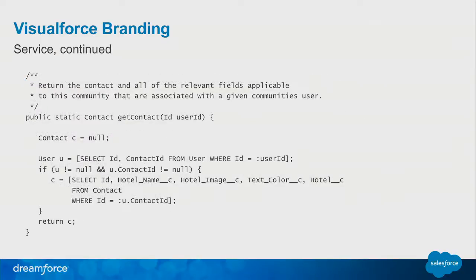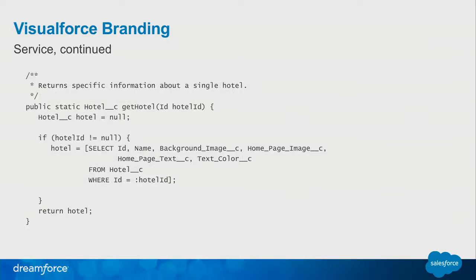We have a get contact, which will take that user ID and then do a SOQL query to look up the contact out of the database, and it's just going to return it. It's pretty straightforward. There's nothing terribly challenging with any of this Apex code you see here. Get hotel does basically the same thing. It gets a hotel ID, and as long as it's not null, it'll go out and pull the hotel record. And again, typically you're going to want to return lists of objects, but we know we have a single one here, so we're taking some shortcuts for the demo.